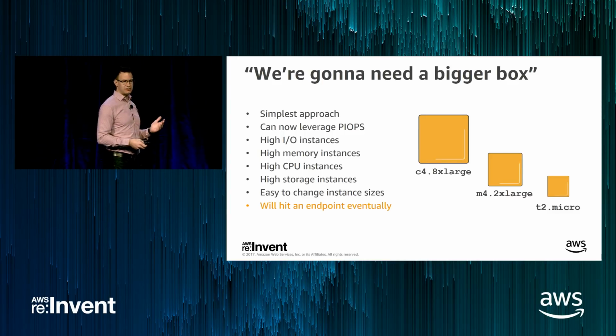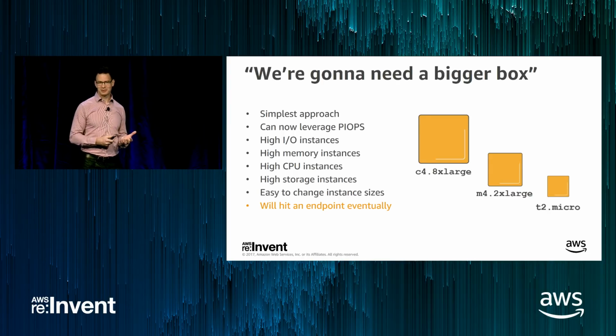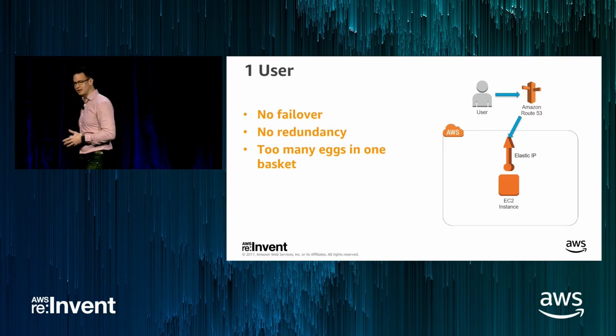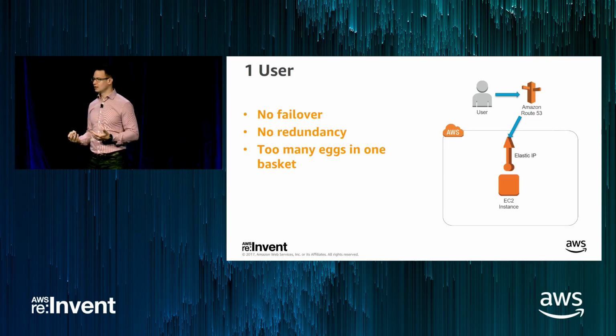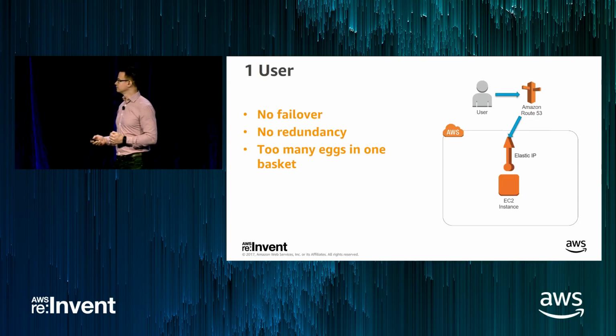And can anyone else think of a problem with just having a single instance as your architecture? Probably. No failover, exactly. So no redundancy. So this is one of the first things we're going to have to deal with in our architecture.